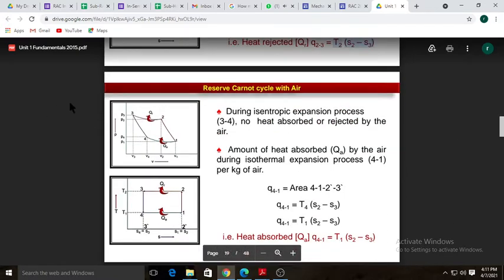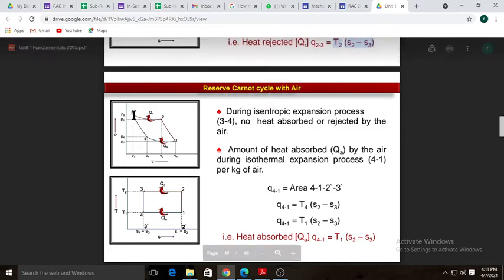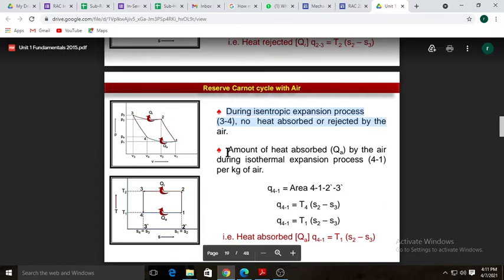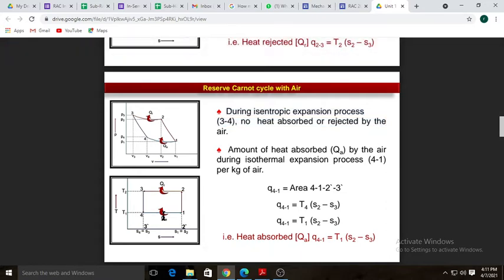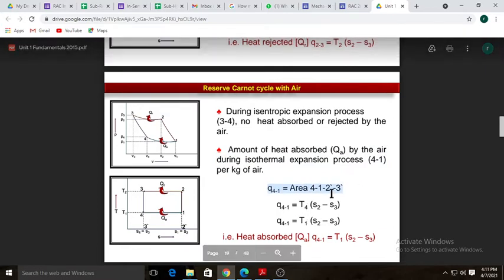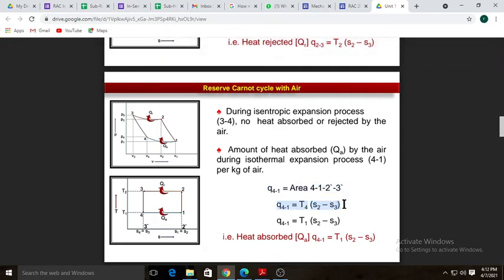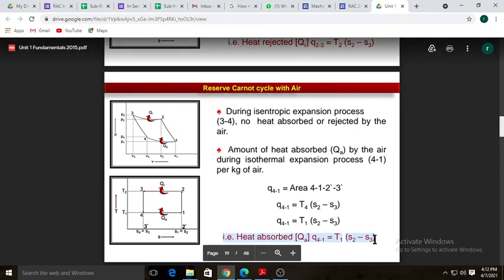Then during process 3 to 4, which is the isentropic expansion process, no heat is absorbed or rejected by the air. But during process 4 to 1, the amount of heat absorbed Q_A is given as the area under the curve 4 to 1, which can be calculated as T1 into (S2 minus S3). So heat absorbed is equal to T1 into (S2 minus S3).